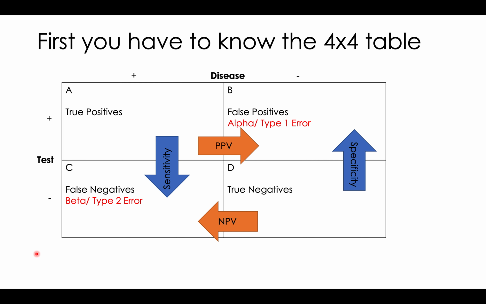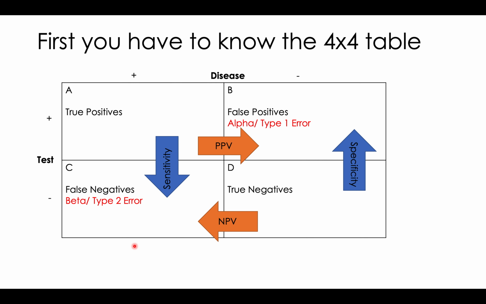And I remember sensitivity will be true positives divided by all of your positive diseases. Specificity is true negatives over all of the negative diseases, so it would be true negatives plus false positives. And then positive predictive value will be all of the true positives divided by all of the positives. And negative predictive value will be the true negatives divided by all of the negatives.